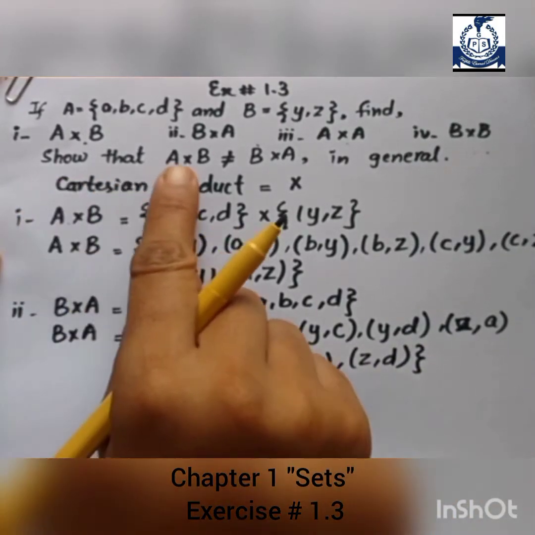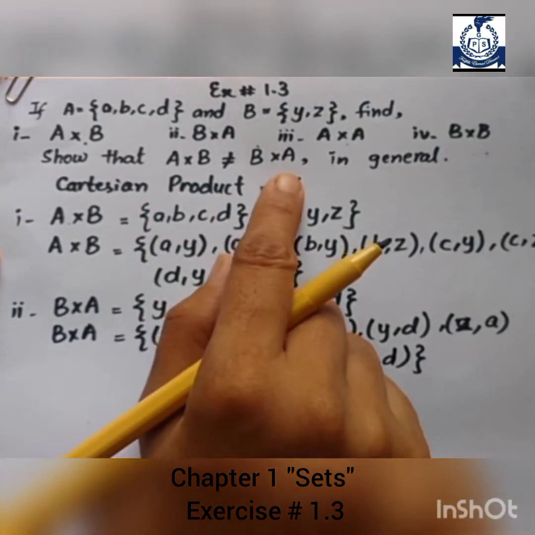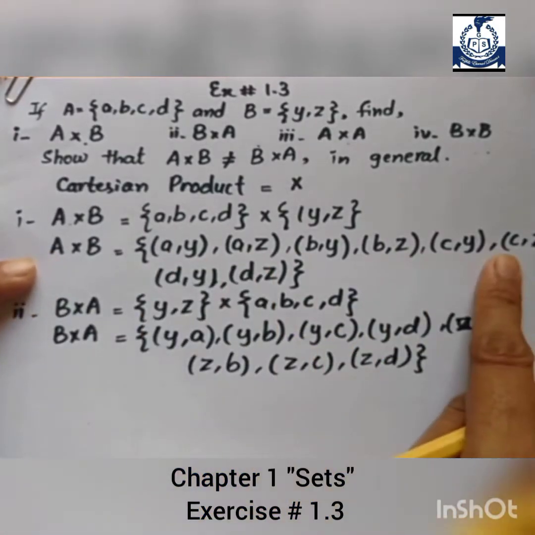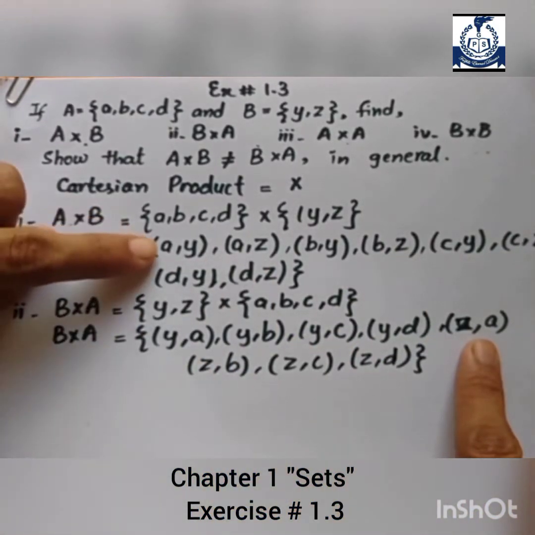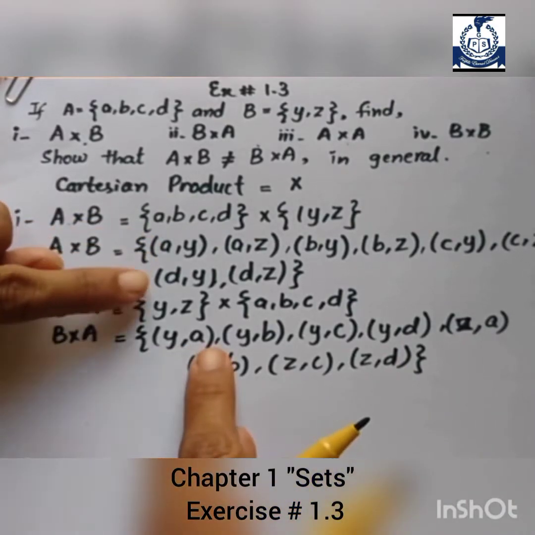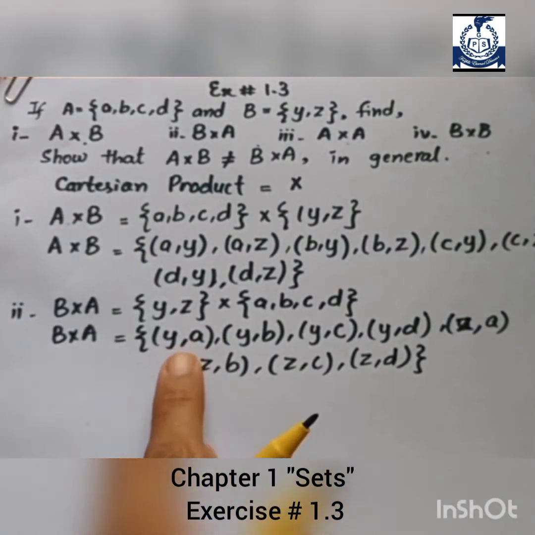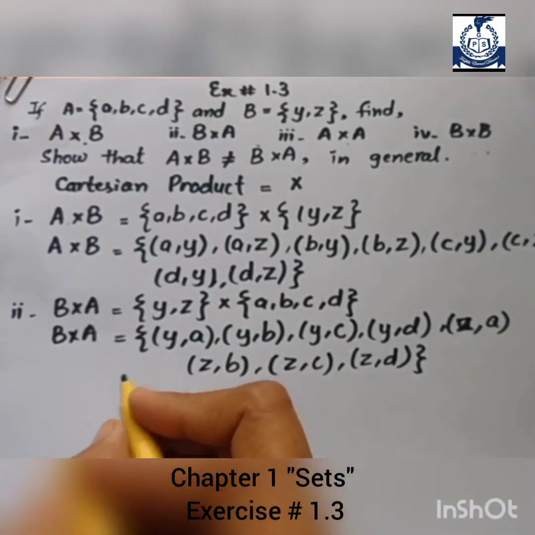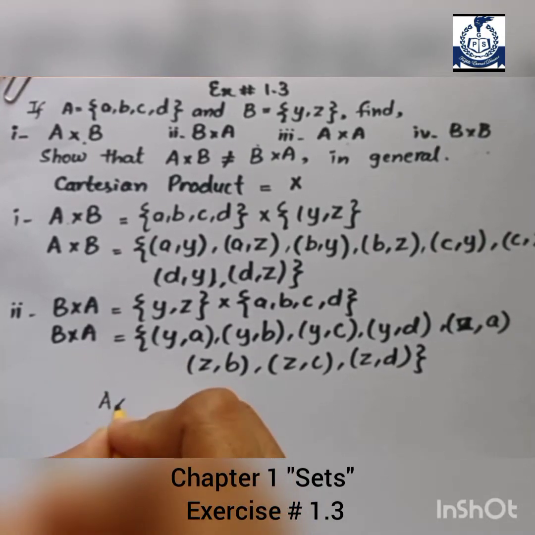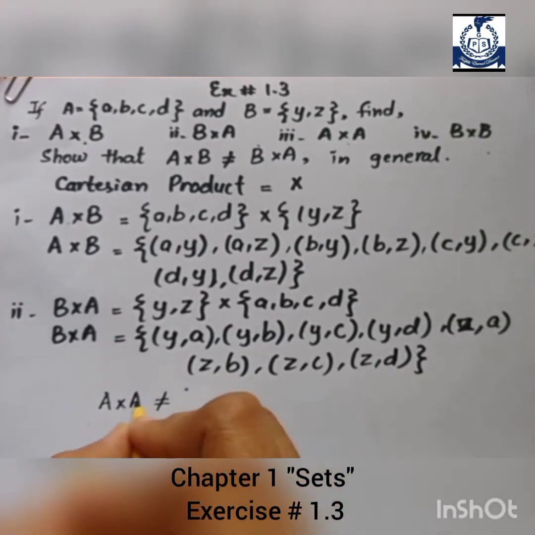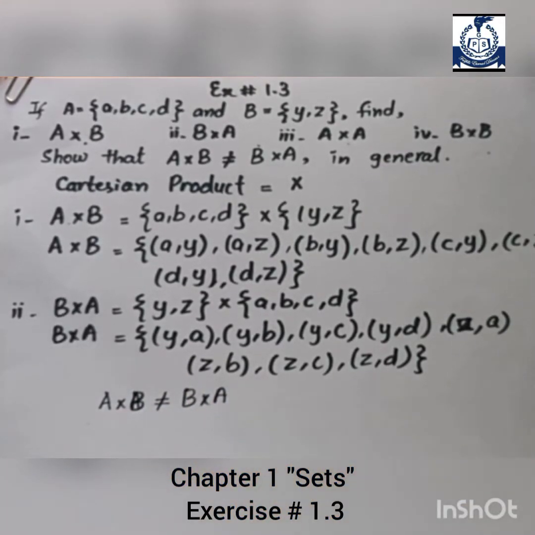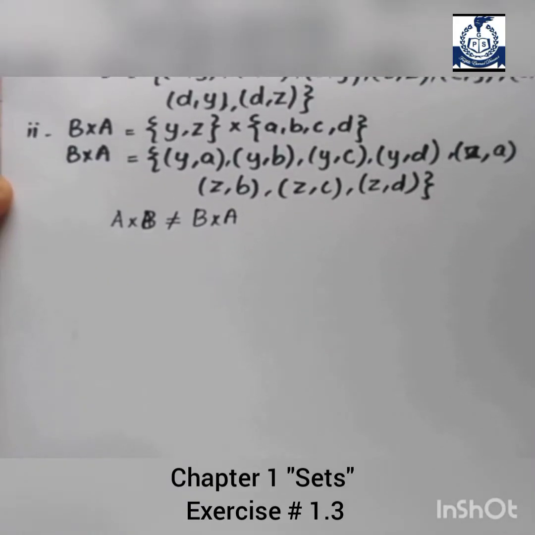So students, then we will show that A multiplied by B is not equal to B multiplied by A in general. First we see the answer of A multiplied by B. A multiplied by B has a comma y. Here we have y comma a. So the set A multiplied by B is not equal to the set B multiplied by A, because the places of the elements are different.